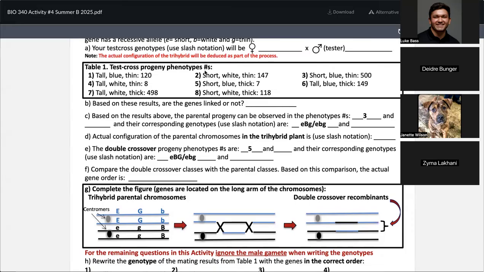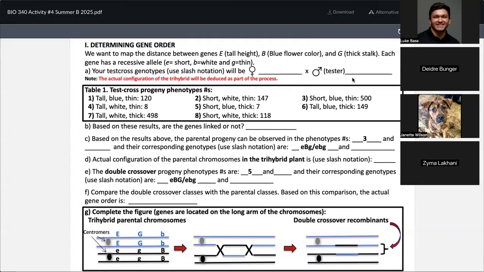Perfect. So then on the flip side, double crossover phenotypes are going to be the most rare. So you're going to look for the lowest numbers up here. Also write this using slash notation. One thing I will say is that in all of these genotypes, what you're going to see after the slash is going to be all recessive, because all of the progeny are going to have little e, little b, and little g from the tester. Oh, okay. Yeah. So all you're really caring about here is what's before the slash.